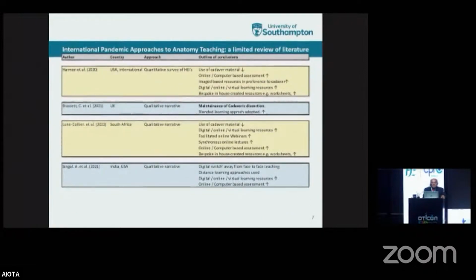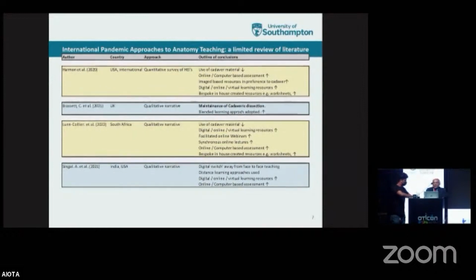What I did was just to compare what exactly happened internationally. It's not only the University of Southampton where I'm based, but I've just tried to look at it. And there are some very interesting findings, as you can see. For example, most of them are common. One study in 2020 that was done in the USA, the International Qualitative Survey of Higher Education Learning, found that the use of cadaver material was reduced.